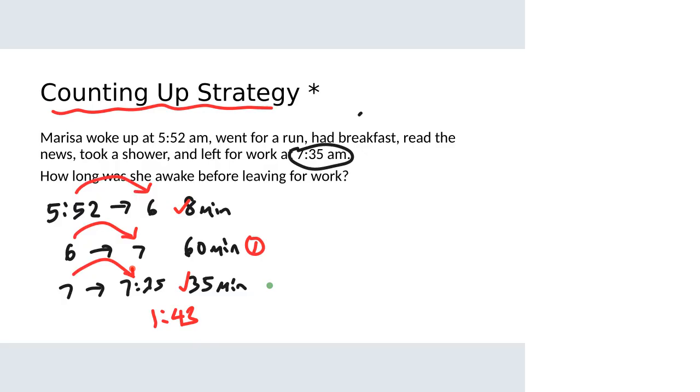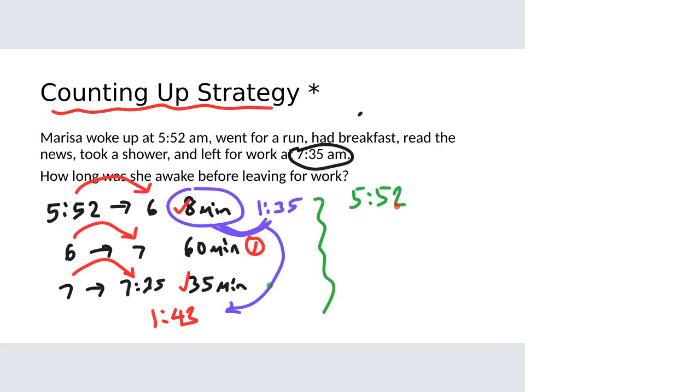Like I said, some of you may have done something along these lines and said, well, I'm going to do the 8 minutes to get me to 6 o'clock, and then another 1:35 to get me to 7:35, and I put those together and end up with 1:43. Another way you could go here, and some of you may have done this, is say, well, it's 5:52 right now. If I just go forward 2 hours, that's 7:52. That puts me at 2 hours. Although at 7:52, I went too far.